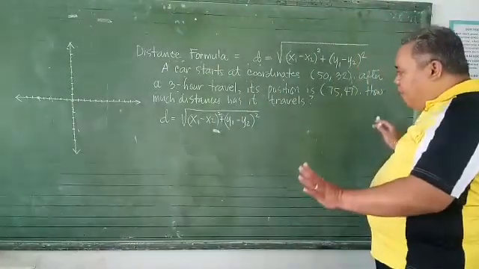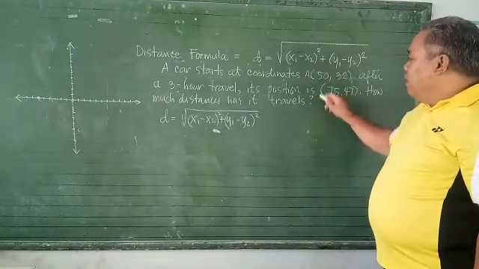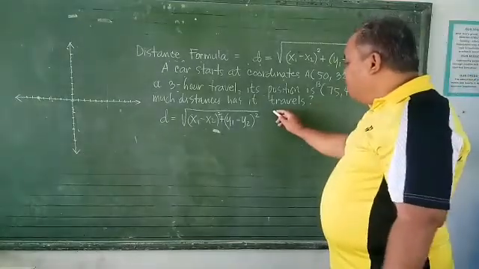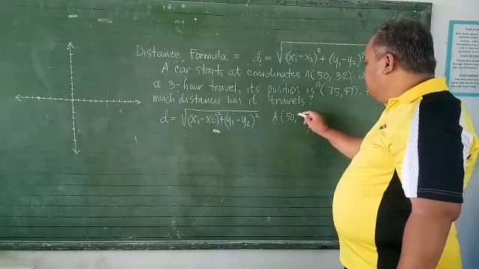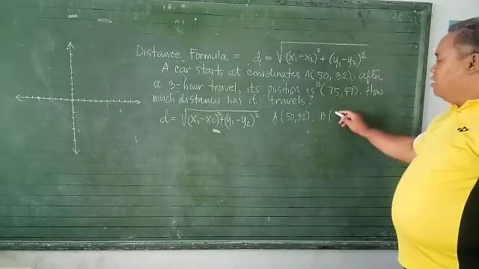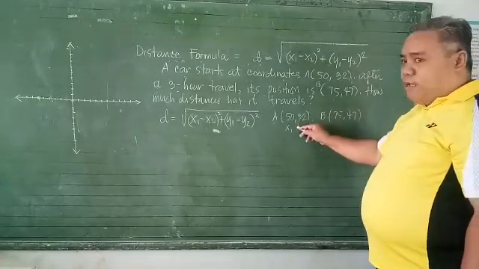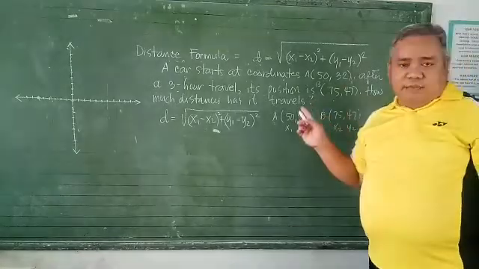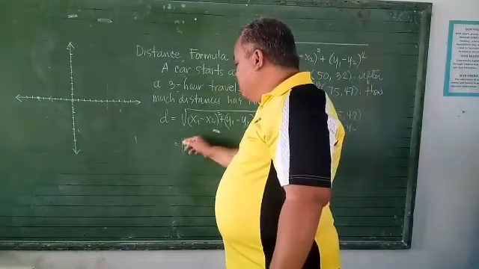Let us find the distance of this car from the first coordinate A to the next coordinate B. Using the distance formula, we're going to jot down the points first. At point A, that is (50, 32). At point B, after traveling 3 hours, the coordinates are (75, 47). Identify the values of x sub 1, y sub 1, x sub 2, and y sub 2. Then let us substitute them into the original formula. So we have the square root.